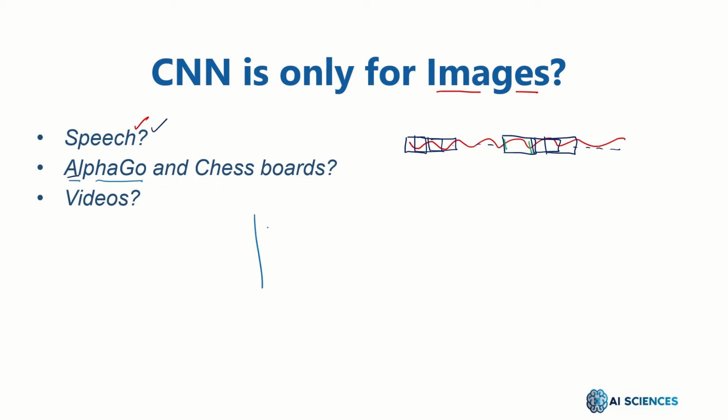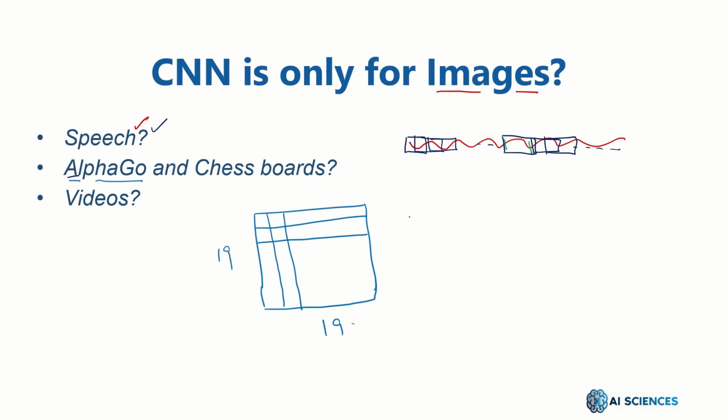AlphaGo is Go, the game Go. The Go game is basically, in its full form, a 19 by 19 grid, and you have two kinds of pieces, black and white, or black player or white player. You have to place different pieces in a way to cover more territory. There are certain rules for this particular game.